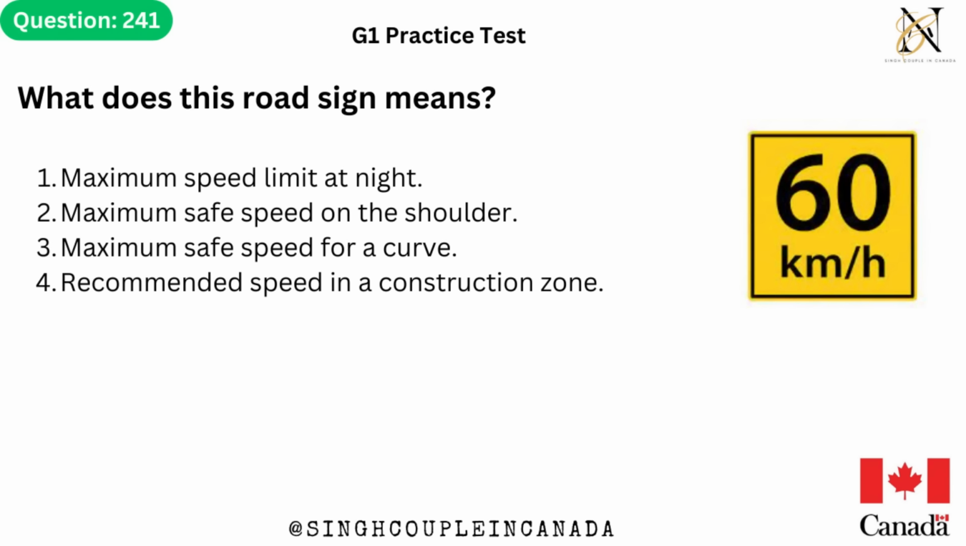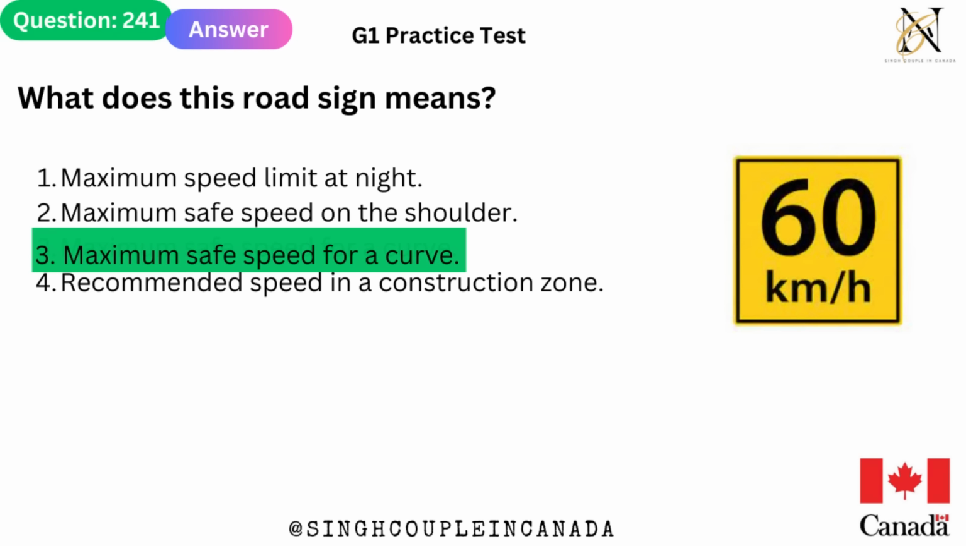What does this road sign mean? 1. Maximum speed limit at night. 2. Maximum safe speed on the shoulder. 3. Maximum safe speed for a curve. 4. Recommended speed in a construction zone. The answer is 3. Maximum safe speed for a curve.